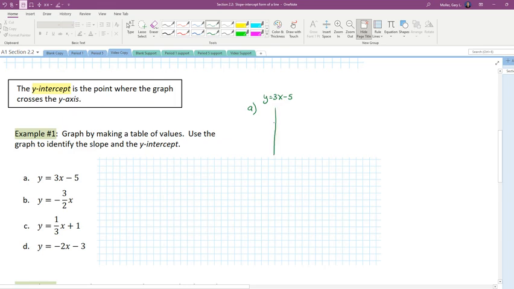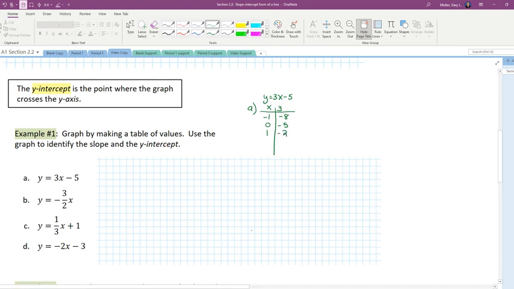You can pick any value of x that you want, but I think I'm going to pick values that are both small and easy to do math with. So I'll start with negative 1 and then do 0 and 1, because that gives us a nice look at the center of our graph. I plug in negative 1. I'm going to do this in my head. I get negative 3 minus 5 is negative 8. I plug in 0, I get negative 5. I plug in 1, I get 3 minus 5 is negative 2.